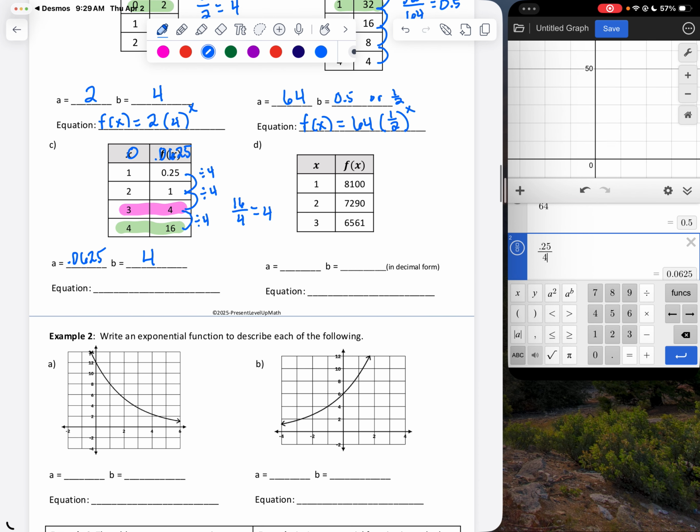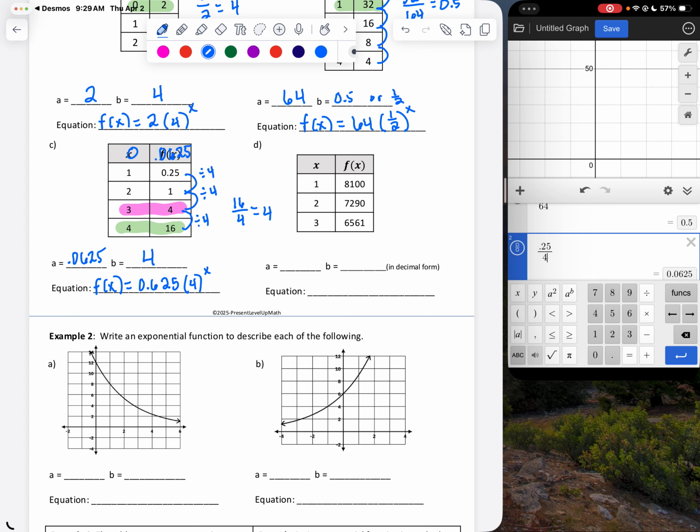So our function rule here would be f of x equals 0.0625 times 4 to the x power.